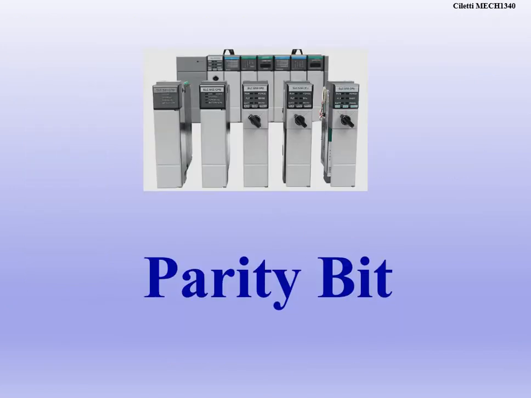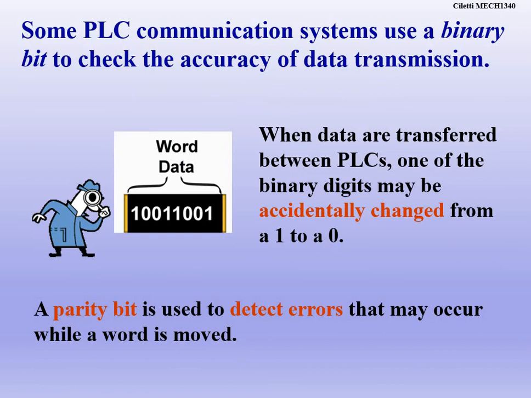All right, let's talk about parity bits now. So we check the accuracy of data. All right, so we know if something changed from a 1 to a 0 or 0 to 1, we can use a parity bit to detect errors that occur when a word is moving.